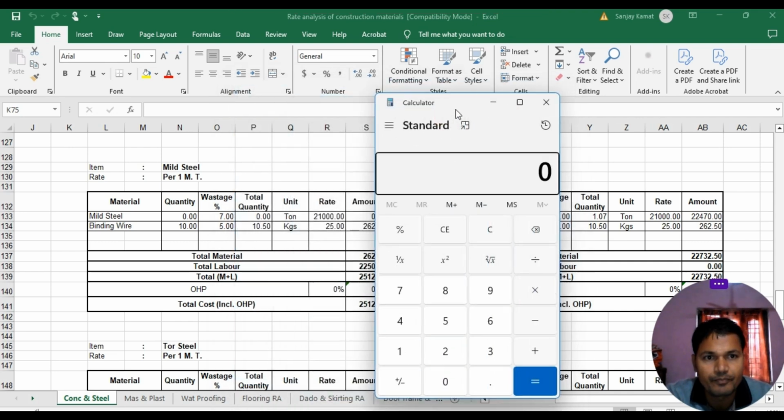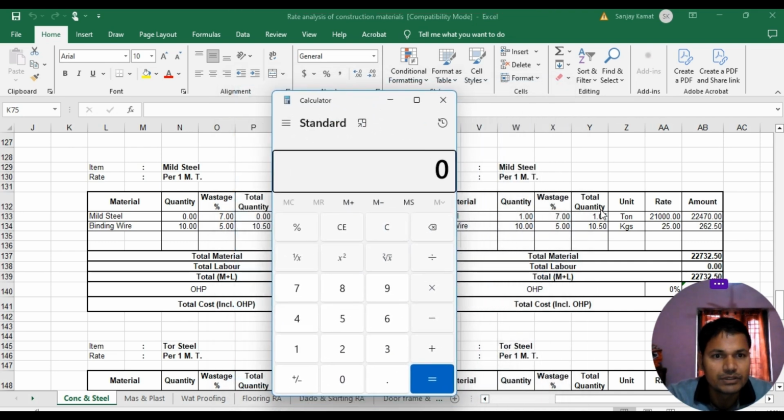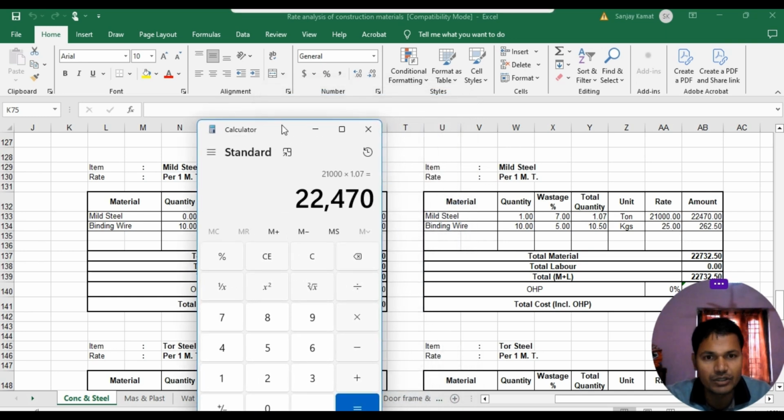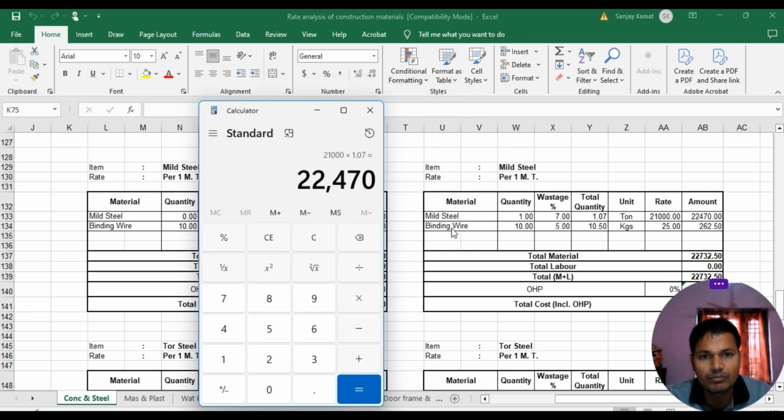How much are we going to calculate? See, we have the total quantity, then the rate. Let's calculate this. 21,000 into 1.07 is equal to how much? 22,470. This is absolutely correct, okay.